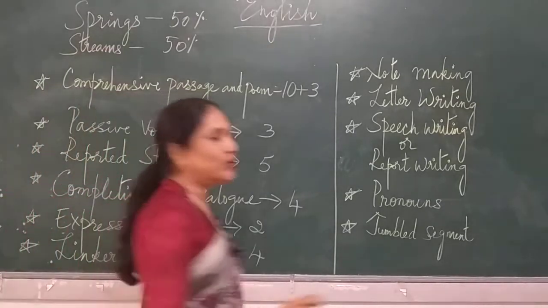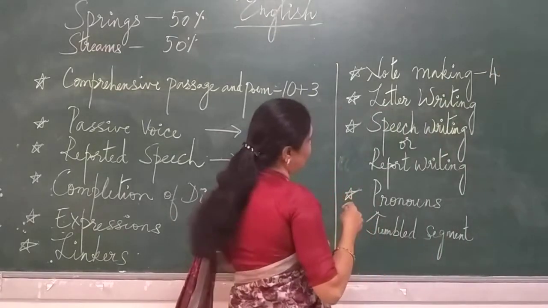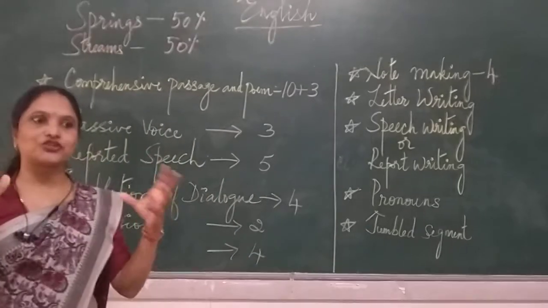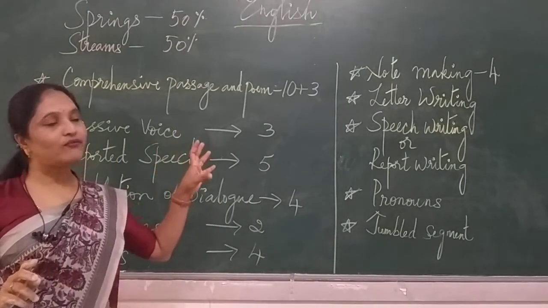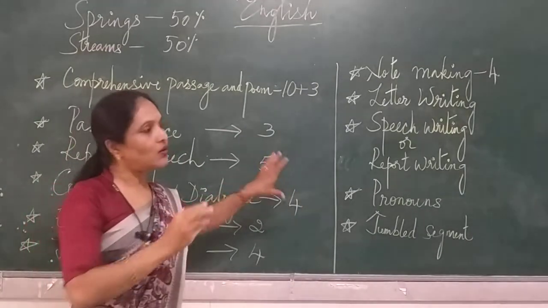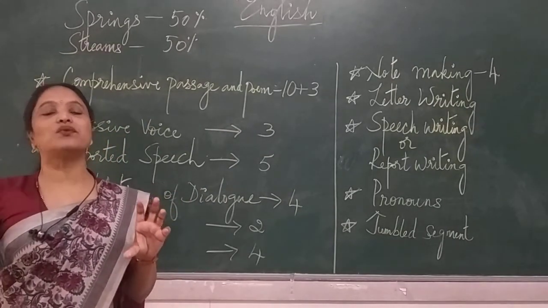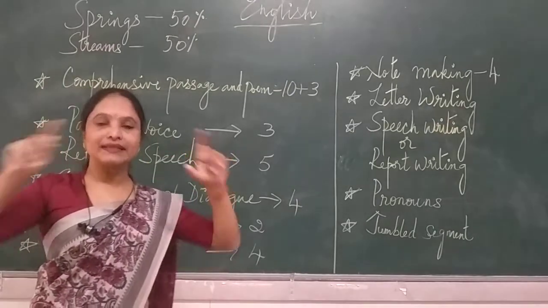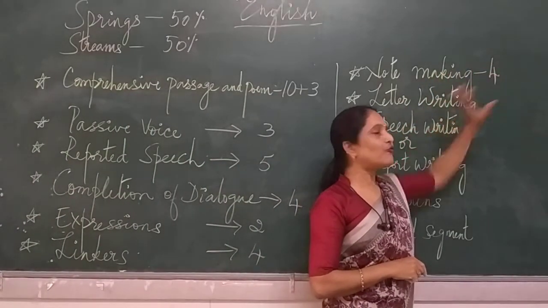Then coming to note making, you have 4 marks for that. Note making is nothing but, suppose a lecture is given, you just jot down the points, isn't it? So you will get the idea to make notes. A paragraph will be given and some empty boxes will be given, and you will have to fill the boxes by reading the paragraph given. The marks allotted is 4.